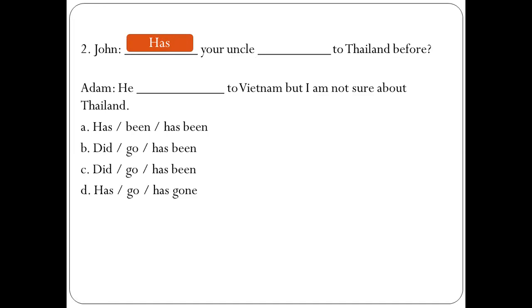And has your uncle blank to Thailand before? So you will say been. So has your uncle been to Thailand before? Adam: he has been to Vietnam, but I'm not sure about Thailand. So he is the subject here, and then we use the has and then been, past participle.